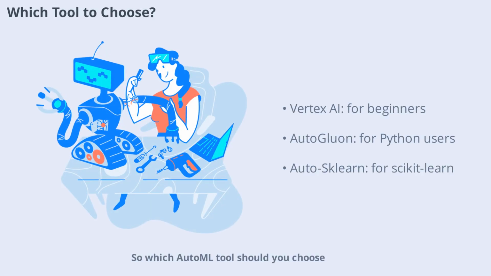Which AutoML tool should you choose? For complete beginners with little coding experience, Vertex AI AutoML is often the easiest entry point. Its guided workflow and managed environment make it accessible and straightforward. If you already know Python and want strong tabular performance with minimal code, AutoGluon is a practical choice. For those working inside the scikit-learn ecosystem and wanting more control, AutoSklearn is ideal for educational and experimental projects.